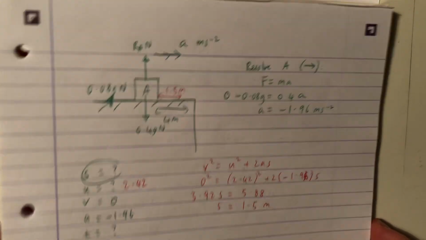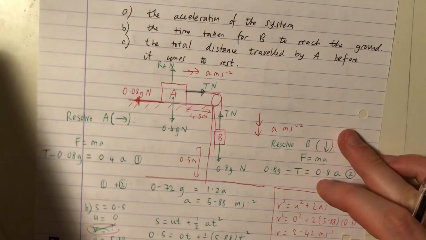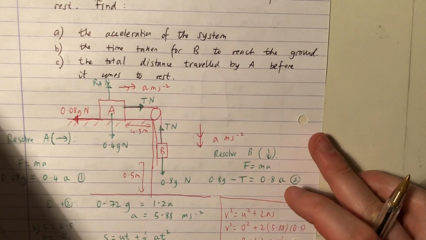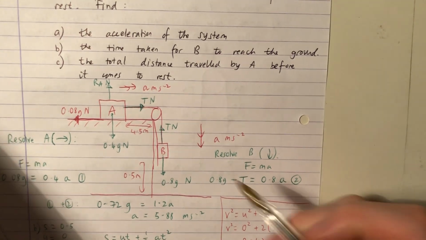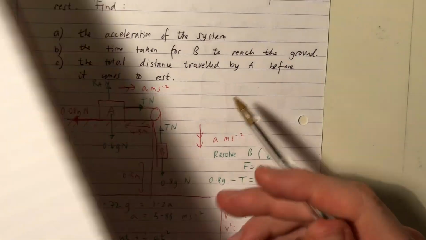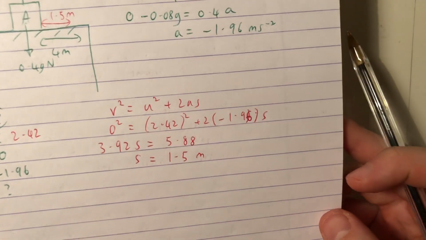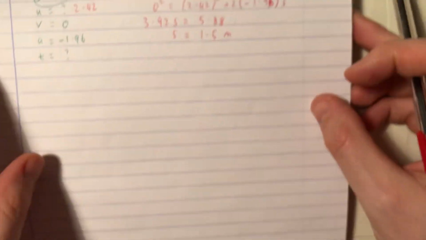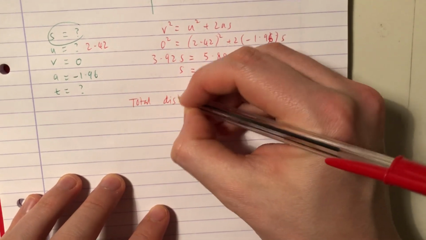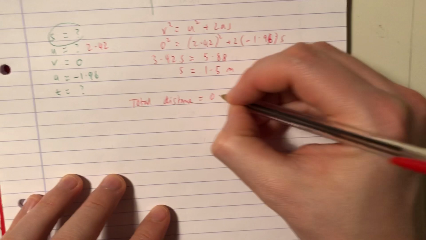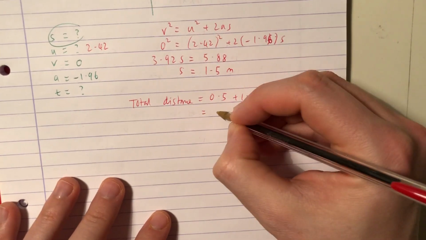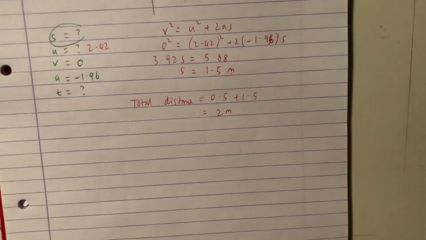But we wanted, back to the question, the total distance travelled by A before it comes to rest. So it travelled 0.5 meters when this fell, and then by itself it travelled 1.5 meters. So total distance equals 0.5 plus 1.5, which is 2 meters. And that's it.